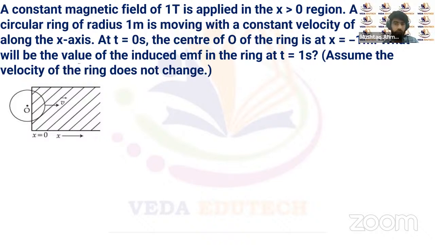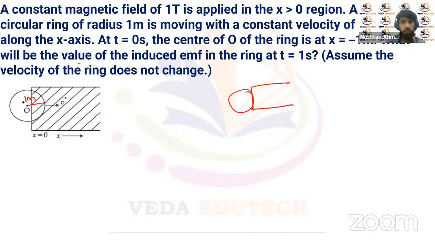So if the speed of the circular ring is 1 meter per second, it must have traveled 1 meter after 1 second. So after 1 second, we have to find the EMF. It means that before 1 second, this ring must have been at this position, because the radius of this ring is 1 meter. So this would have been the position of this ring before it enters the magnetic field. Now you can see here the radius of this ring is also equal to 1 meter.